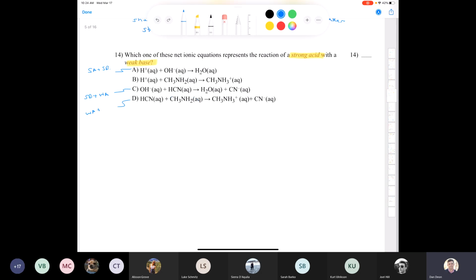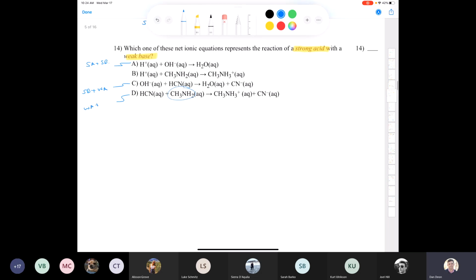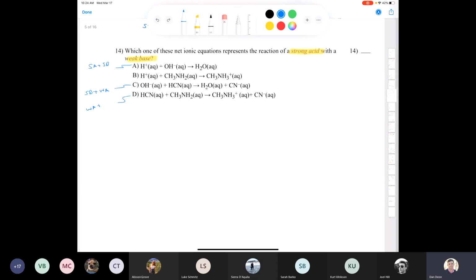How do I know it's a weak base? First of all, it's not a strong base. It's not in our list of strong bases, which you should know: the group 1A and 2A hydroxides that we've looked at. Also, you can see that it's accepting a proton, so it must be a base, and so it must be a weak base. So that is also not the answer.